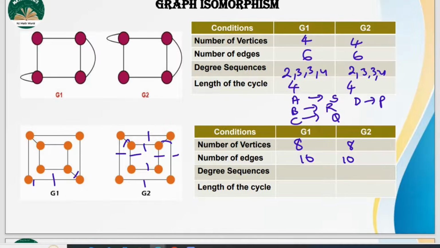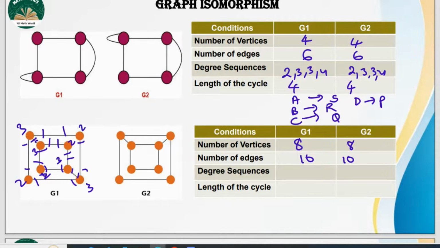If you check the degree sequence for the first graph and the second graph, you get, so yeah, it is 1, 2, 3. Then here also 1, 2, 3. Then here 1, 2, then here 1, 2, 2. Then here 1, 2, 3. Then here 1, 2, 3. Then 1, 2. Then 1, 2. So here that is 2, 2, 2, 2, four times. Then 3: 1, 2, 3, 4, four times 3. So 3, 3, 3, 3.